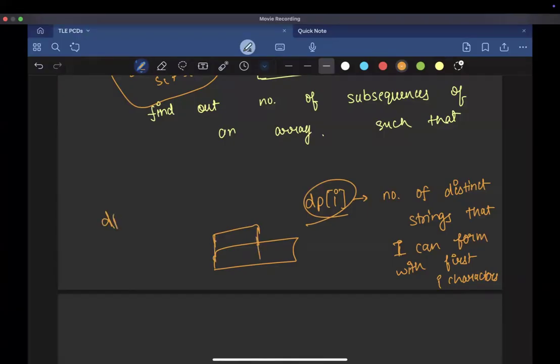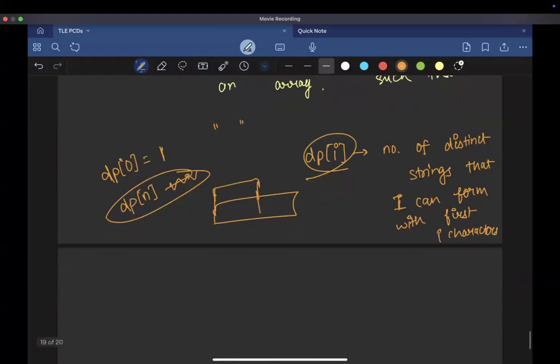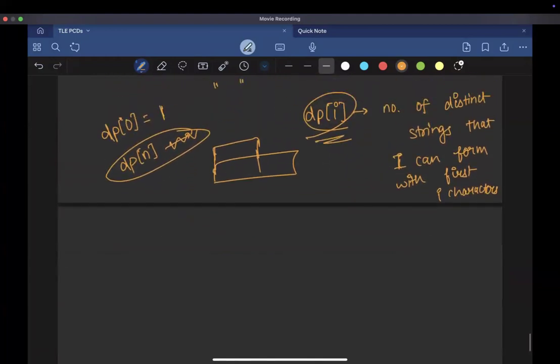So the base case here is simply DP 0 equal to 1. For the zero-length prefix, or basically while having zero characters, there is exactly one possible distinct string, that is an empty string. The answer we will have is going to be DP N. This is going to be our output. We have discussed the state. We have discussed the base case. This is going to be our output because we have to consider all the characters at the end of the day.